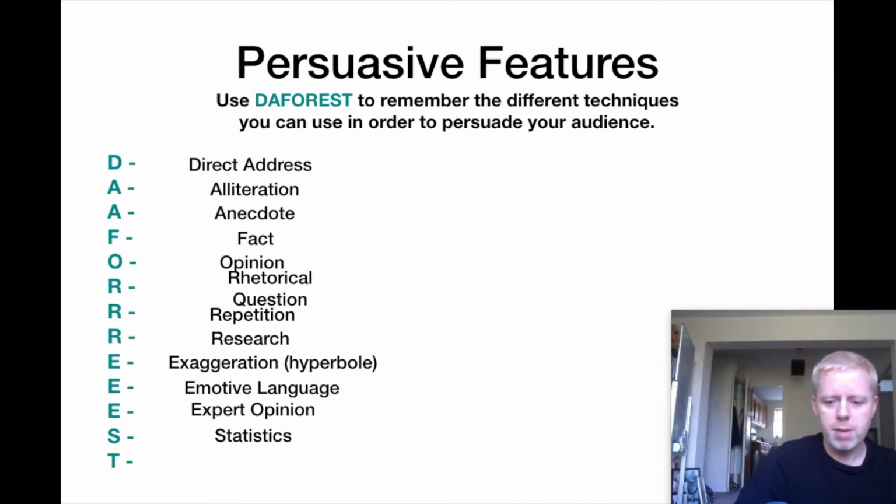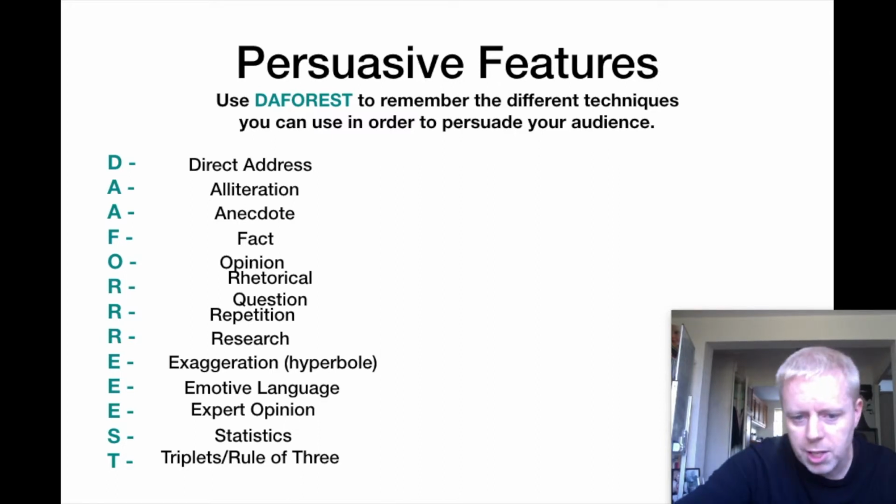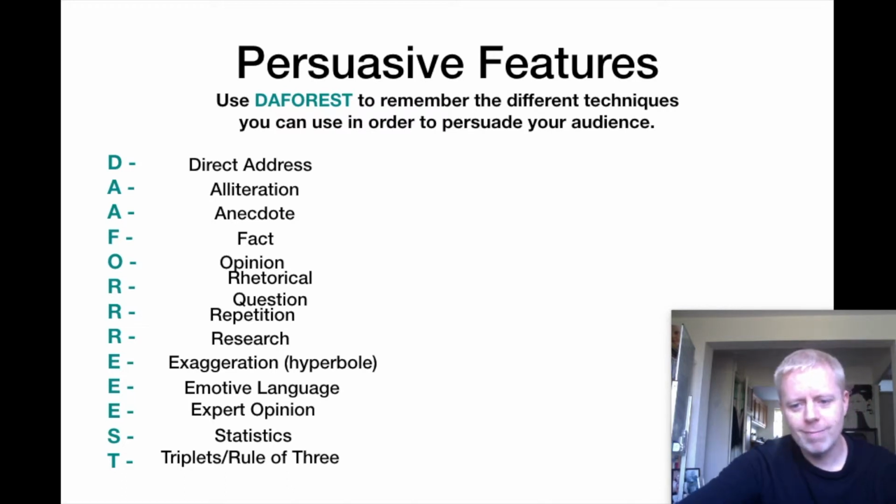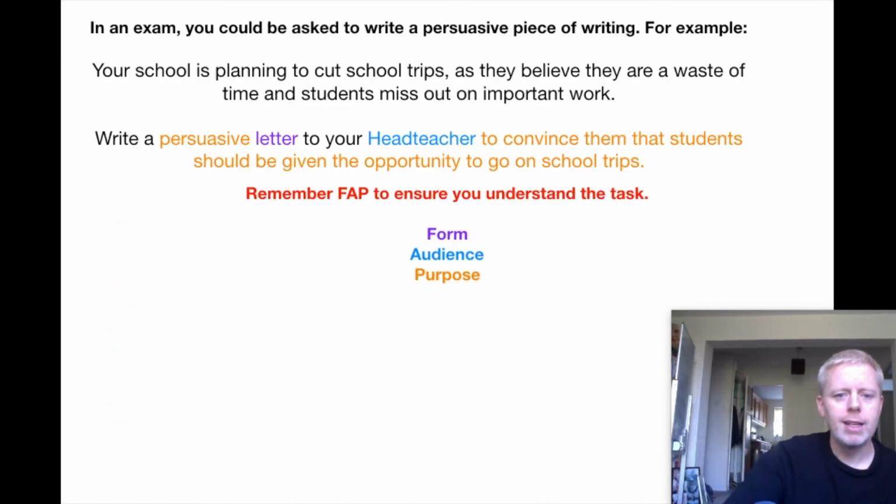Statistics, facts with numbers, so percentages and so on, and then the T is a little bit of a cheap one: triplets, triplication or rule of 3, as you'll probably be familiar with it. So how many did you get? 7? Don't lie to me. Okay, so let's focus on a particular exam question.